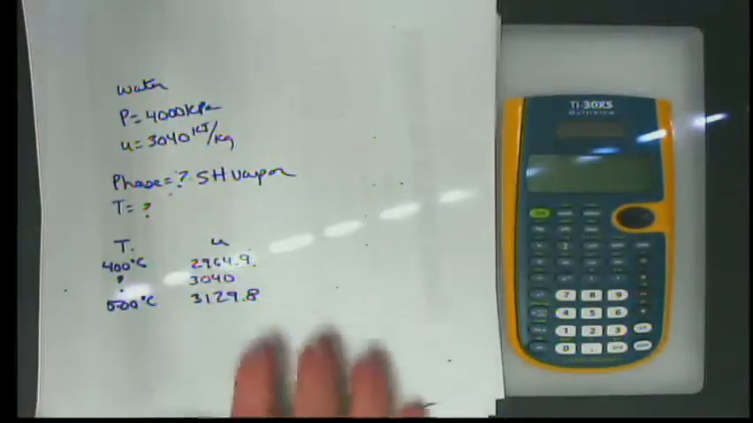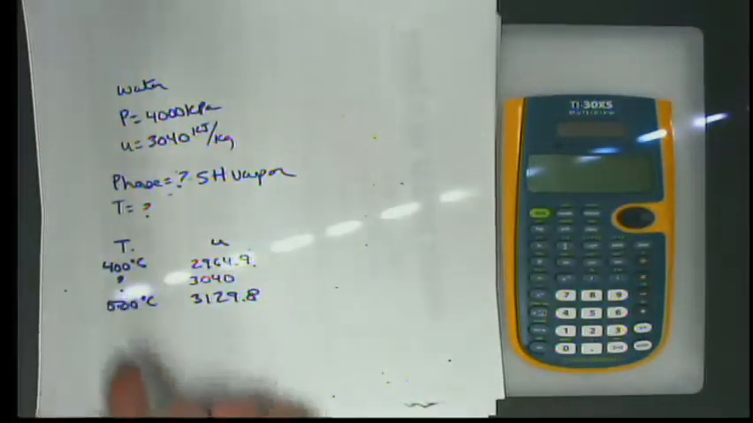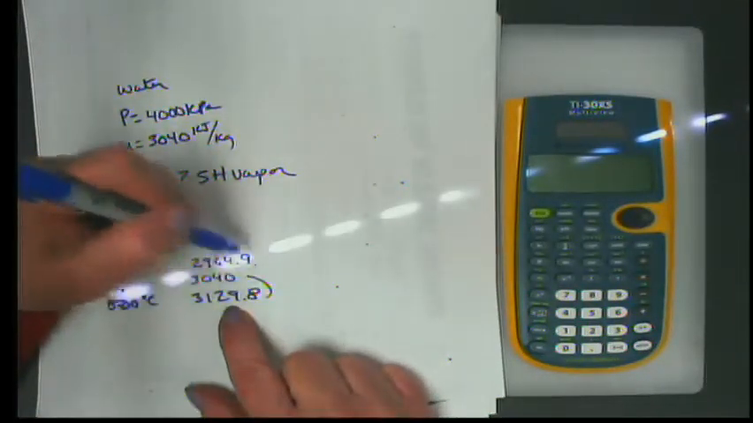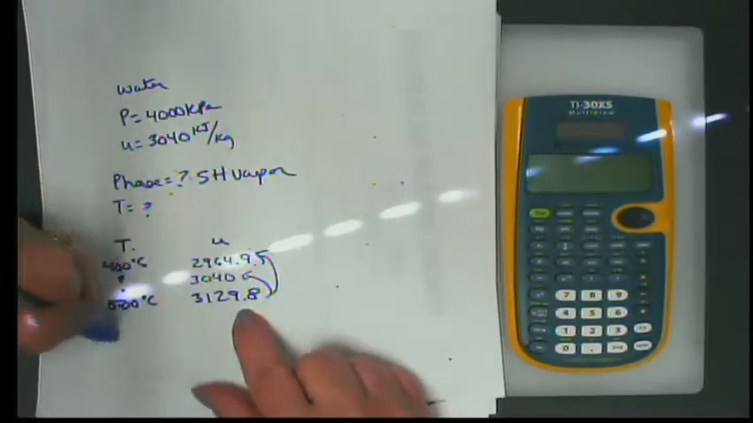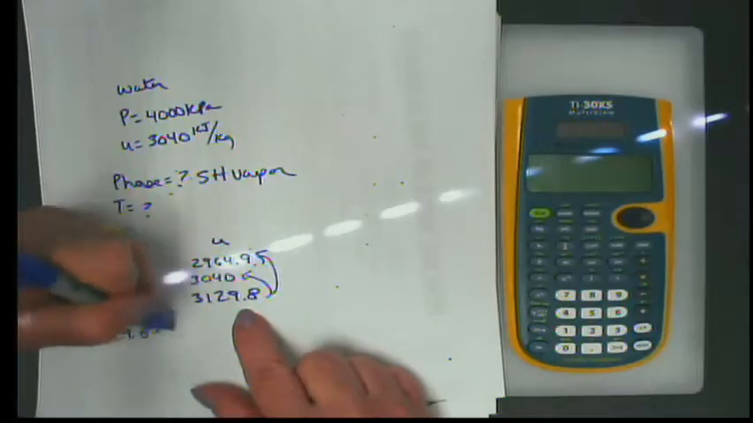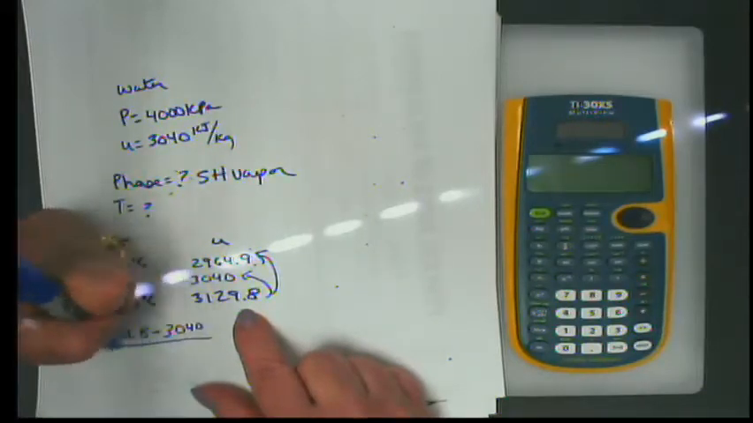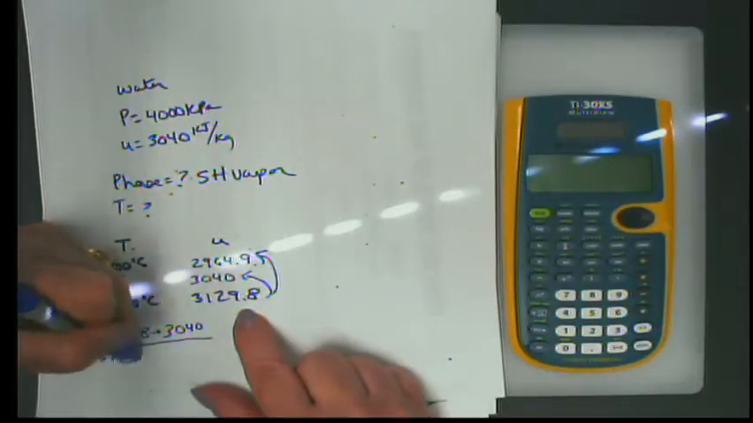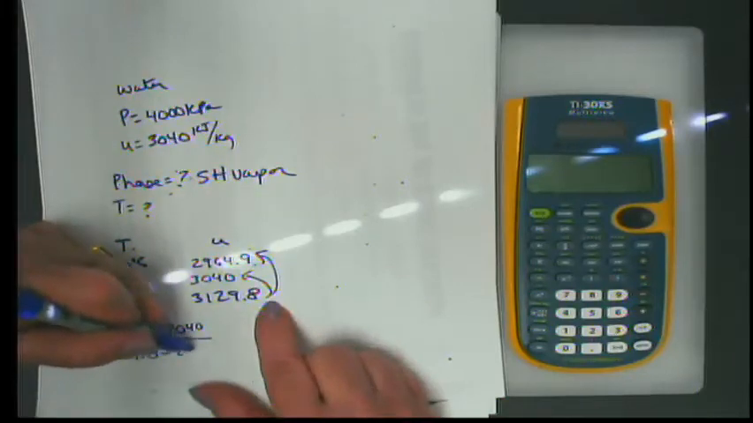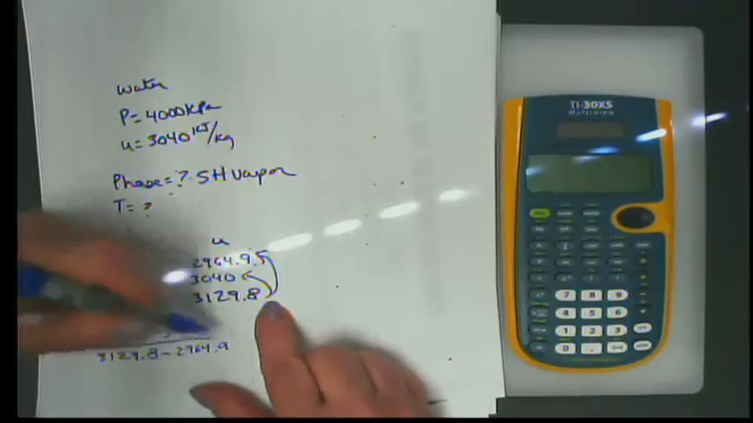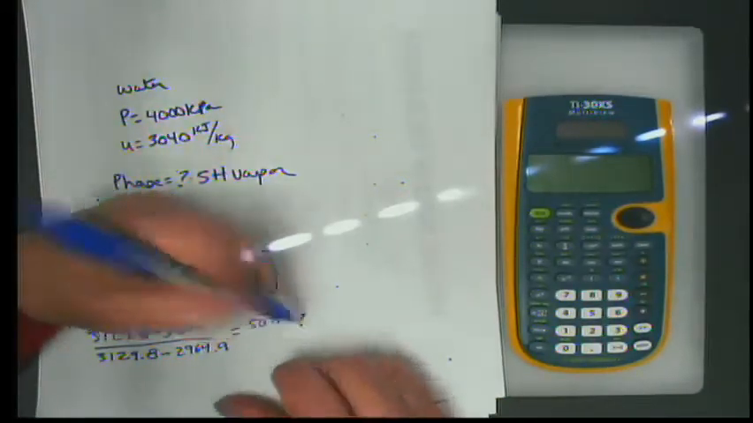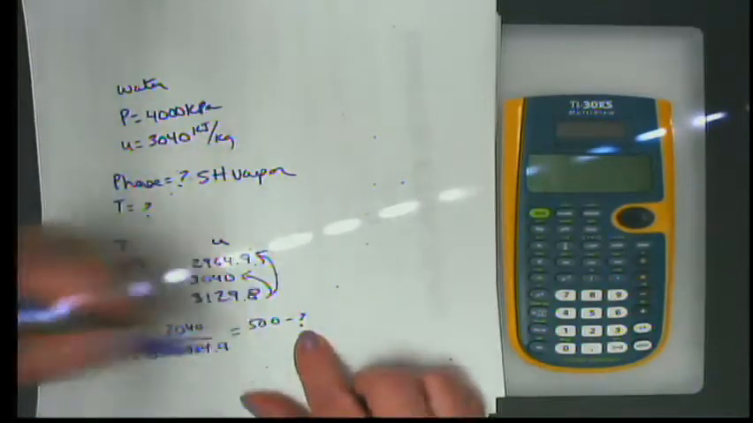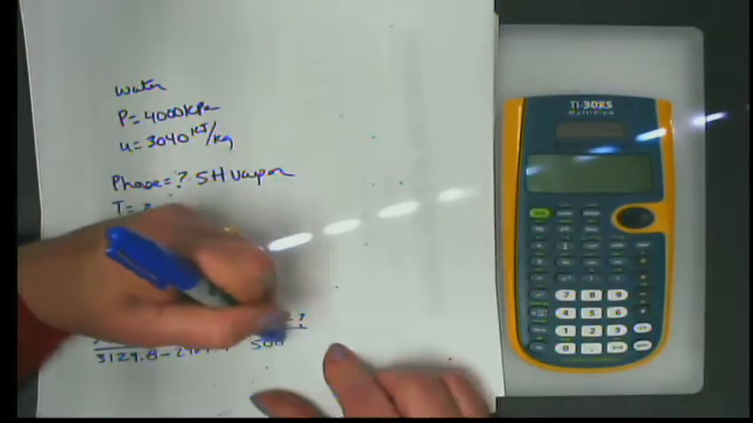So here's our interpolation. Okay? This time to find our question mark, we can take this compared to this, 3129.8 minus 3040 over 3129.8 minus 2964.9 equals 500 minus our temperature, we don't know what it is, over 500 minus 400.